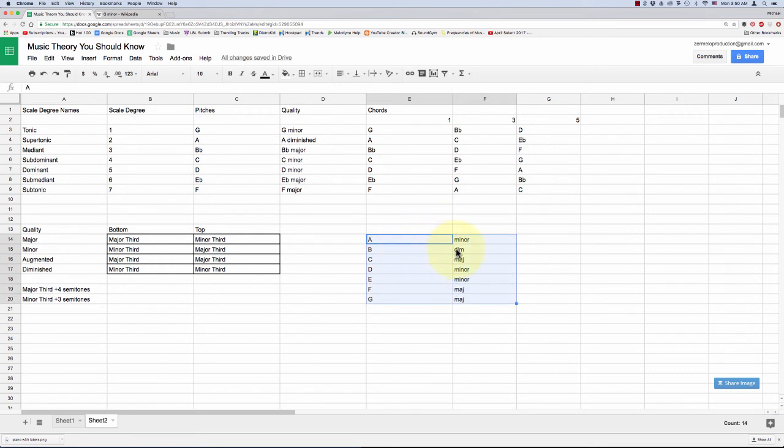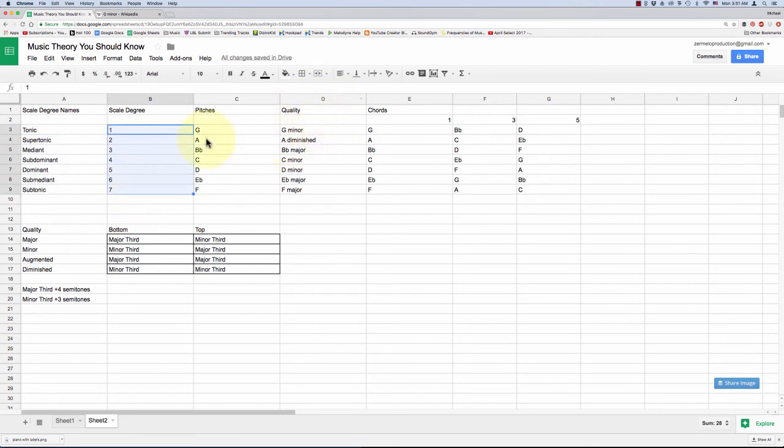Okay, so now we know the chords of A minor. It's going to be A minor, B diminished, C major, D minor, E minor, F major, and G major. Those are the chords of A minor. And again, it doesn't matter what key you're in, because if you're in a natural minor key, then this is going to be the order of the chord quality according to the ordering of the scale degrees.